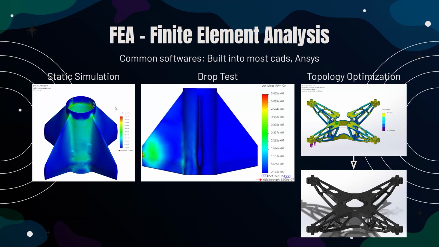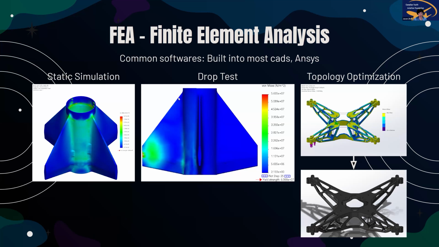So over here at the very left is something called a static simulation. A static simulation is basically pretend you have an object and you're pushing onto it really, really hard. And a static simulation finds out if your object is strong enough or if it will break.